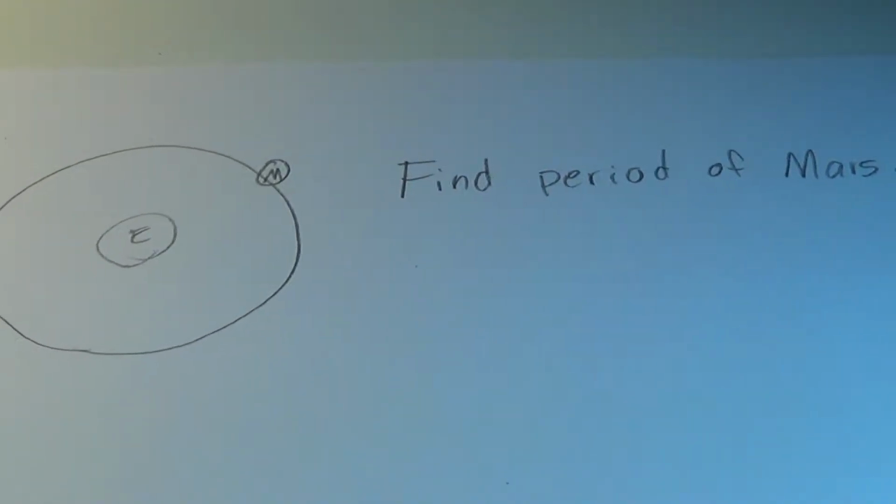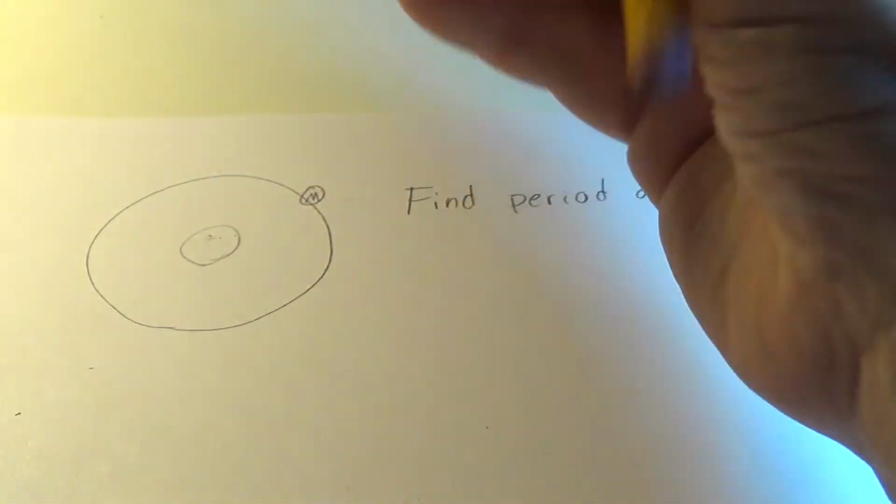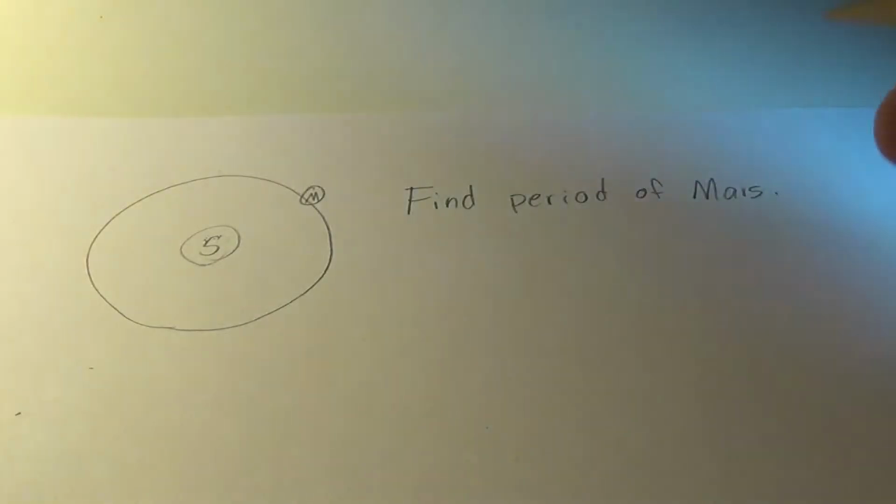Okay, so here we are, and we're thinking about the period of Mars. How long does it take Mars to go around the sun? And one trip. So the period of Mars is what we're looking for.